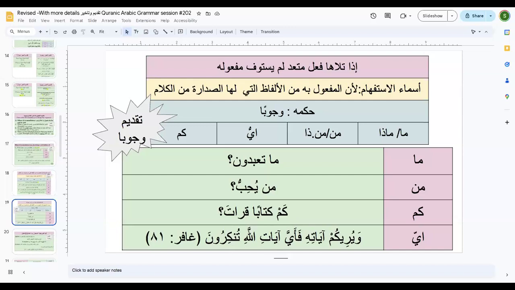Why is it in the beginning? The answer again is because it is from asmaul istifham, and for them is the sadaratu min al kalam, and the hukum of the taqdeem in this case is again going to be wajib. It is wajib for ayya, kam, ma, man istifhamiya to be in the beginning of the kalam.